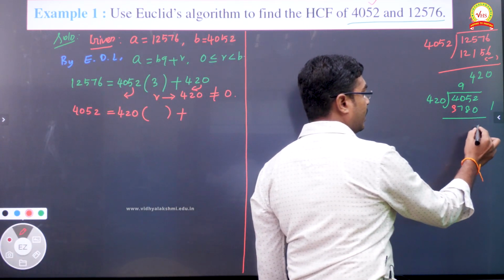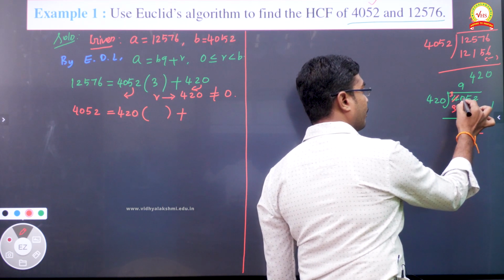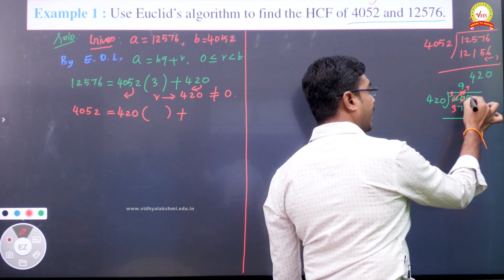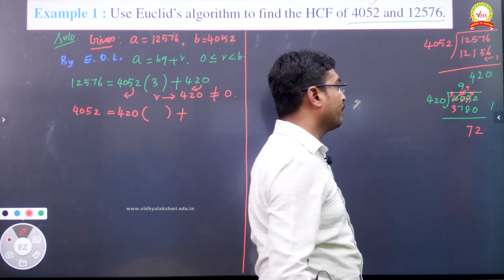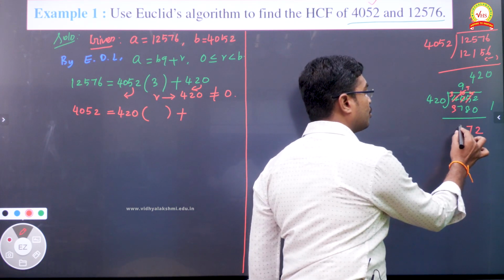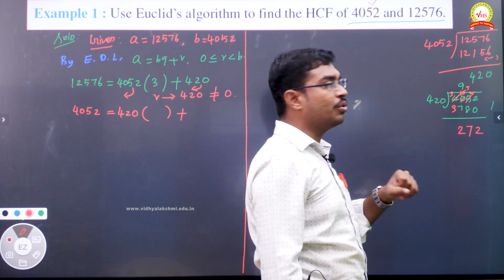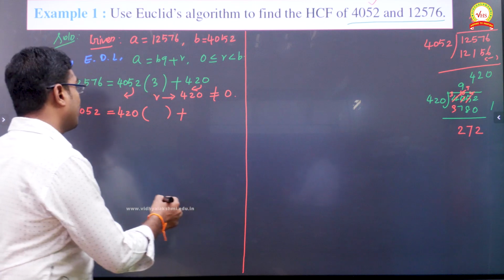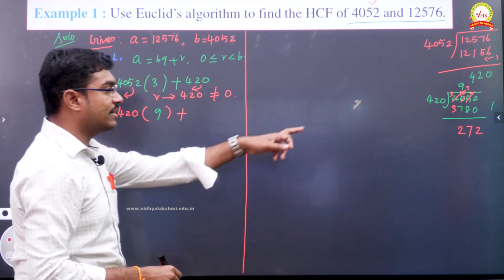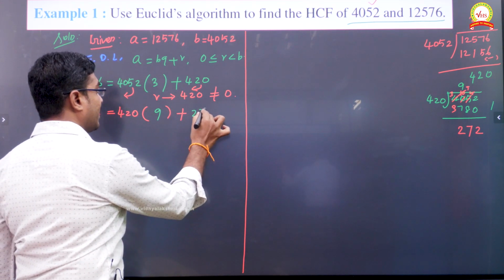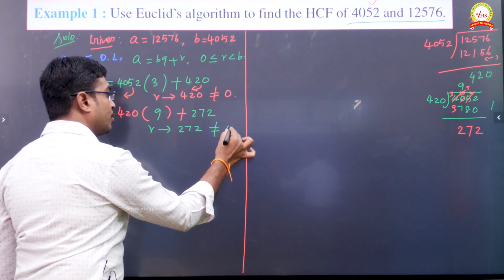Subtract the value. Here is 2, here comes 15. Yes or no? Here is 3, now it is 10. Now 9, here is 15. Take the borrow. So, 15 minus 8 is 7. Here is 9, 9 minus 7 is 2. 3 minus 3 is 0. So, what is the remainder? We are getting 272. The quotient is 9. So, substitute the value. 9 is the quotient. The remainder is 272, which is not equal to 0.